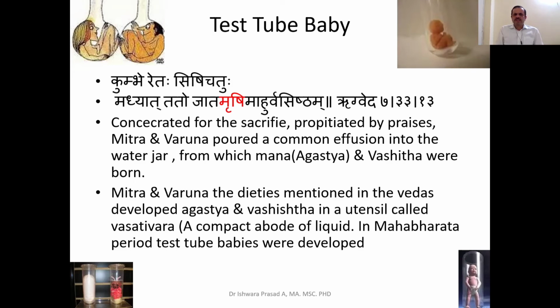Consecrated for the sacrifice, propitiated by praises, Mitra and Varuna poured a common effusion into the water jar, from which Agastya and Vasishta were born. Agastya and Vasishta were born through test tube. They are the test tube babies. Mitra and Varuna, the deities mentioned in the Vedas, developed Agastya and Vasishtha in a utensil called Vasativara.